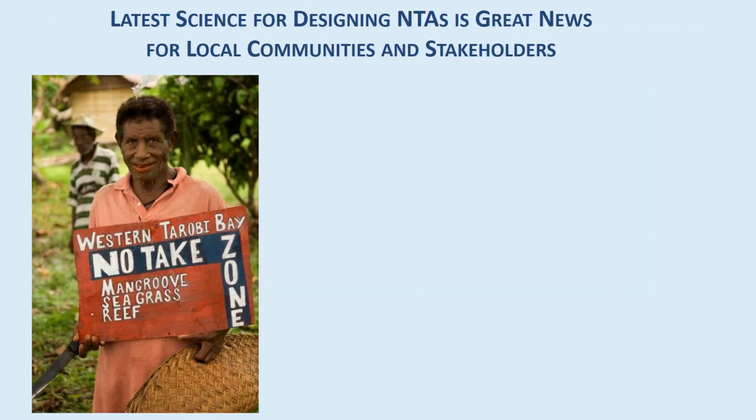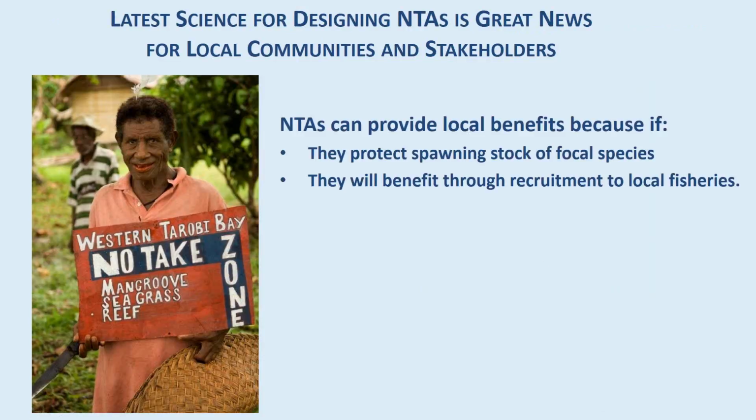One thought that I think is really important to take home from this is all of this science might seem a lot, but it's actually really good news for local communities and stakeholders, because now we know that these no-take areas can provide benefits for communities who protect them, because if they protect the spawning stock of focal species, they're the ones that are going to benefit by recruitment to their fishery. Before, when we used to think most of the larvae went 50 to hundreds of kilometres away, it was really hard to convince communities they should protect no-take areas because some other community a long way away would benefit. Now we know that if they protect the area, they're the ones that will directly benefit.